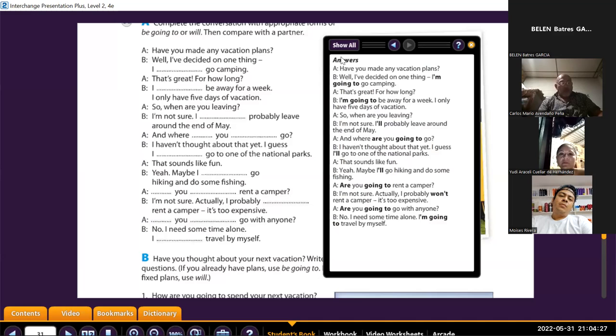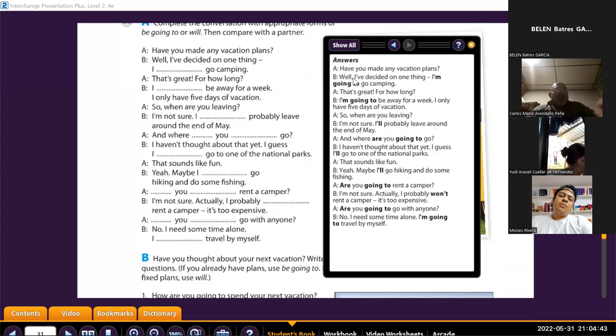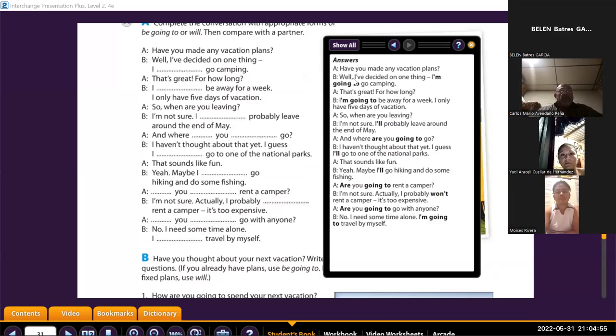Have you made any vacation plans? Carlos? Ahorita. Perdón. Well, I decided on one thing. I'm going to go camping. That's great. For how long? I'm going to be away for a week. I only have 5 days of vacation. So when are you leaving? I'm not sure. I'll probably leave around the end of May. And where are you going to go? I haven't thought about that yet. I guess I'll go to one of the national parks.